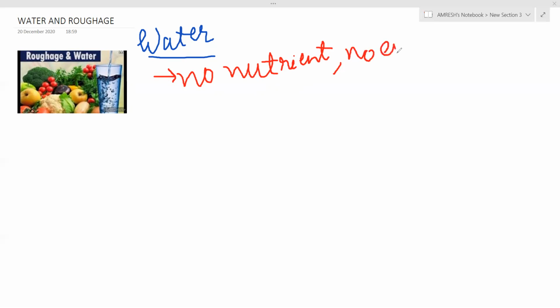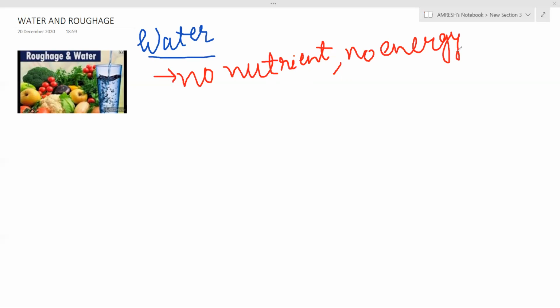Water is very important for our day-to-day life. It does not give us any nutrient. No nutrient is given by water. Write down. No nutrient. But it still has essential value. We cannot live without water. Water is very much essential in our day-to-day life. And also no energy.